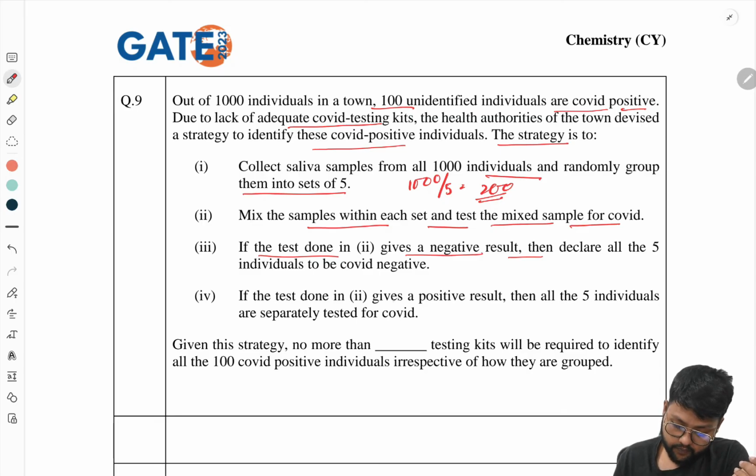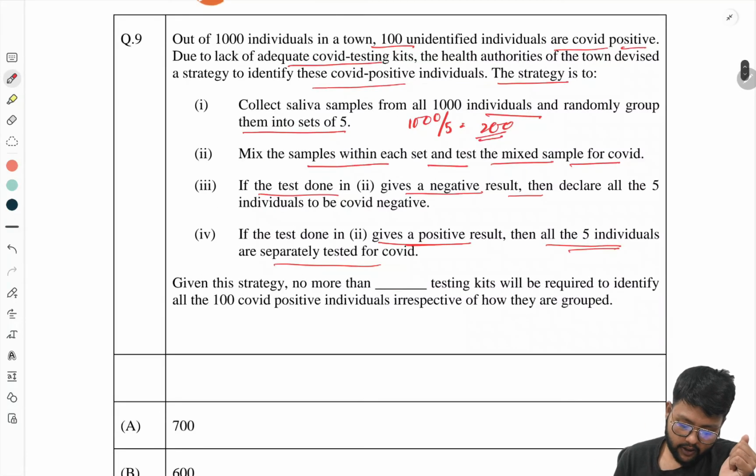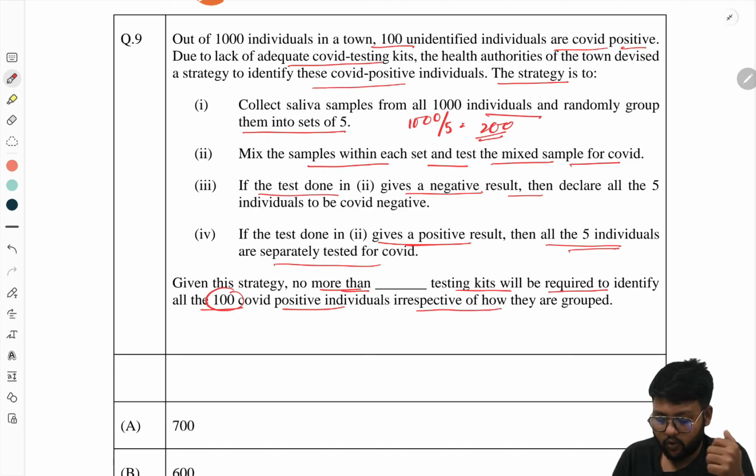But if it is positive, then all the individuals are separately tested for COVID. In the given stratagem, not more than dash kits will be required to identify the COVID positive individuals, irrespective of how they are grouped.